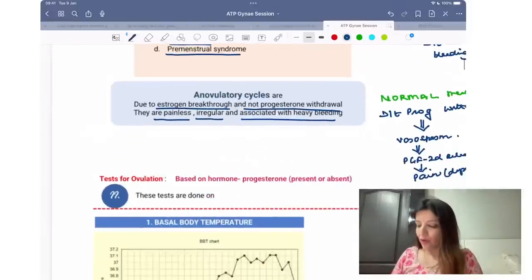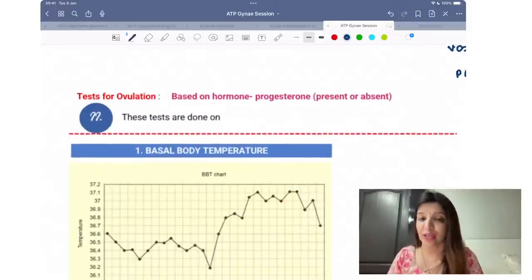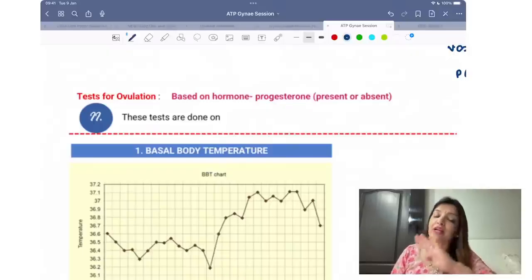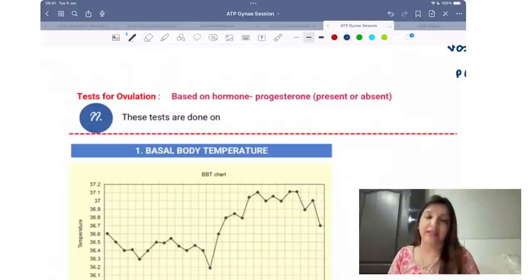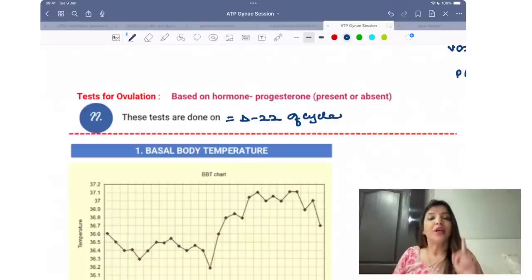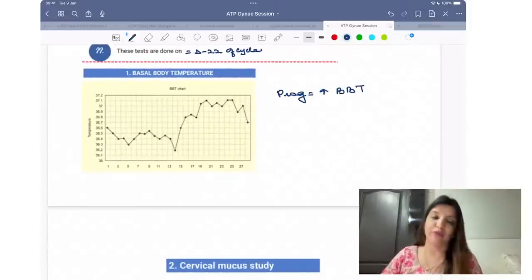ठीक है? Now, coming to the tests for ovulation. ये जो tests I am going to tell you, which are the tests for ovulation, they tell you in a retrospective manner कि female ने ovulate किया कि नहीं किया. And all these tests are done on day 22 of the cycle. First test is basal body temperature test. Please remember, progesterone increases the basal body temperature.